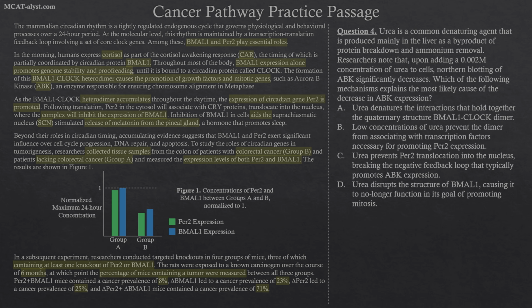And then basically we're just looking for why does this happen? Again, there's a lot of words in this answer choice, but it's all fluff. It's literally just saying, why is urea causing ABK expression to decrease? That's it. That's the root of the question. So more specifically, what in the passage is causing that? So this is a passage-based question. So just to make sure that my brain is mentally prepared for a passage-based question.